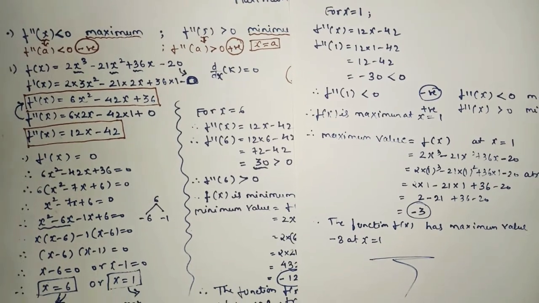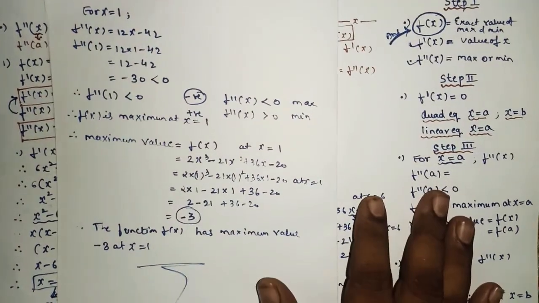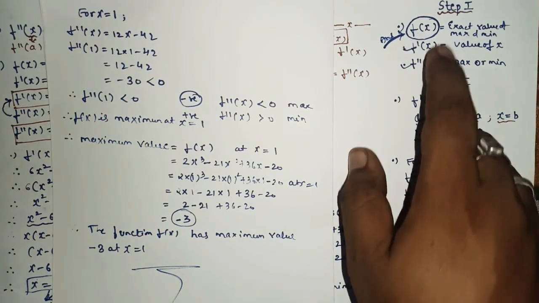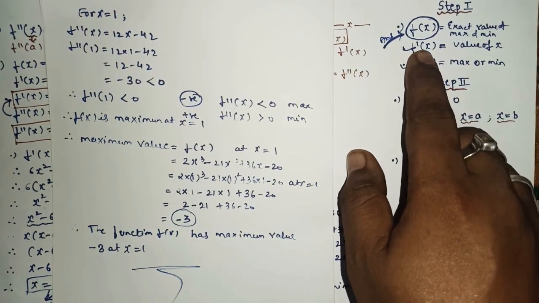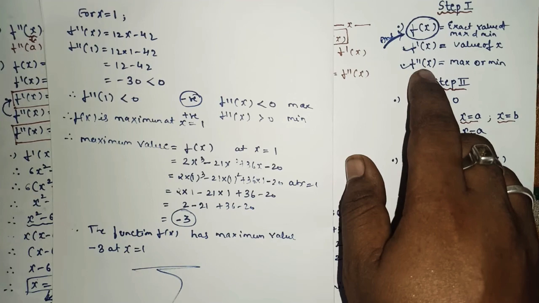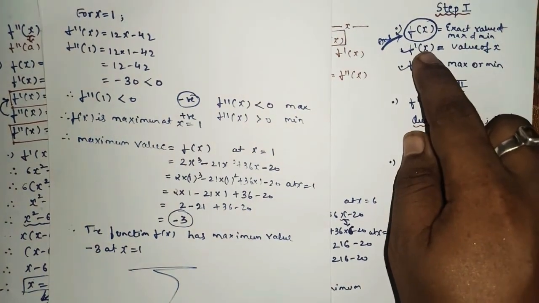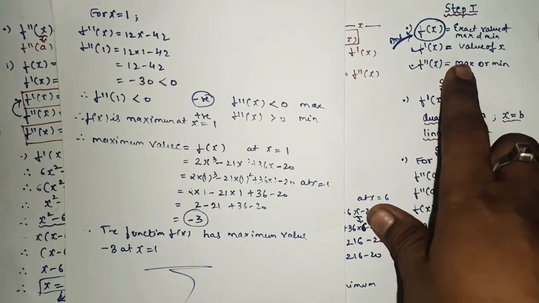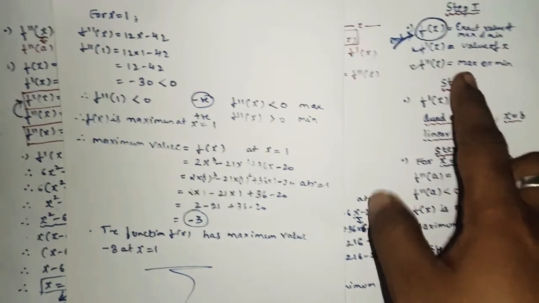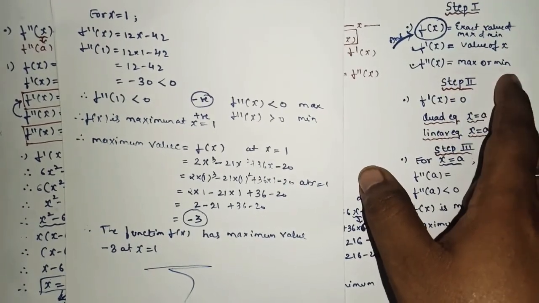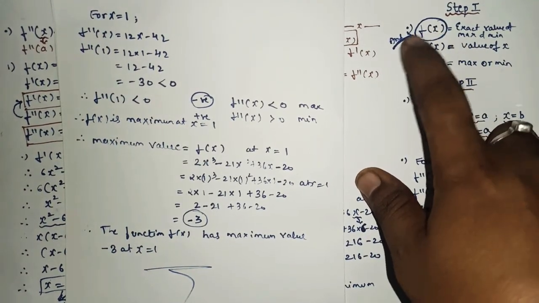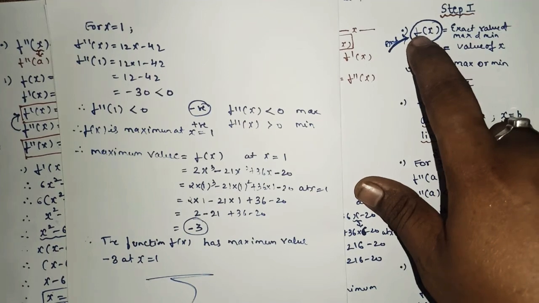Once again I will explain. Simply follow these 4 steps. First you will write f of x, then you will find the first derivative, and after that the second derivative. From the first derivative you will get the value of x. From the second derivative you will come to know whether the function is maximum or minimum. And the exact value you will get from f of x. So the final answer you will get from f of x.